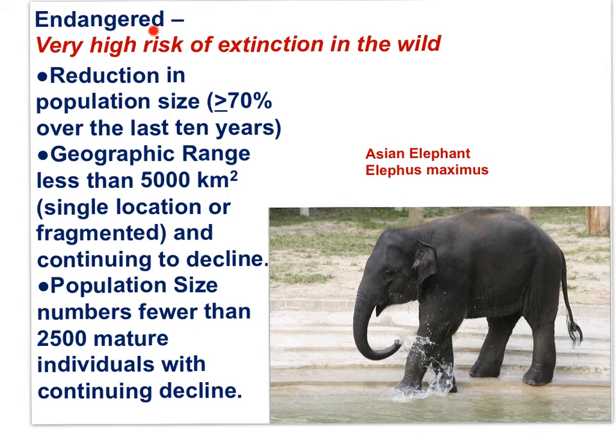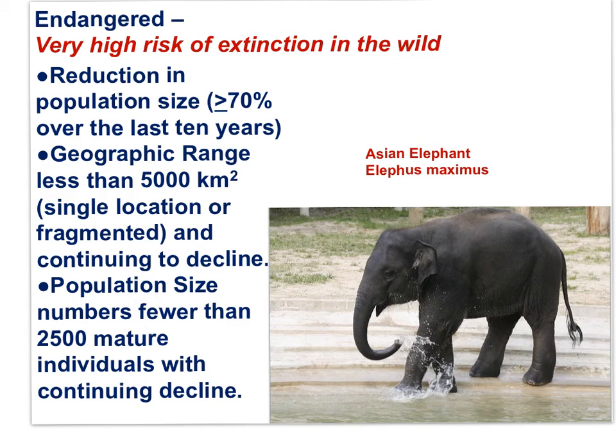Endangered red list status is defined as having a very high risk of extinction in the wild. If one or more of the following describes a species, it will be endangered: reduction in population size of greater than 70% over the last 10 years, a geographic range less than 500 square kilometers, and a population size numbering fewer than 2,500 mature individuals with continuing decline.